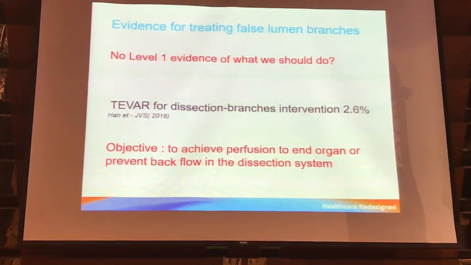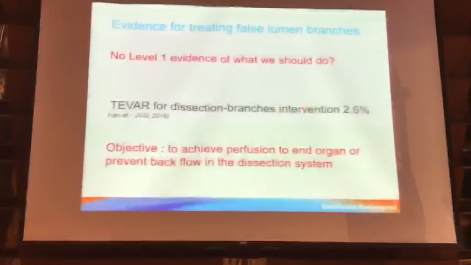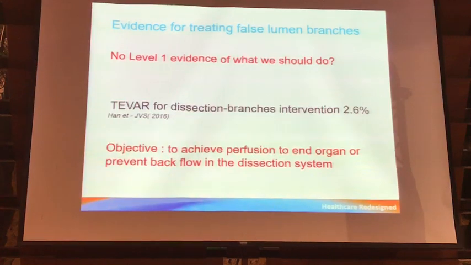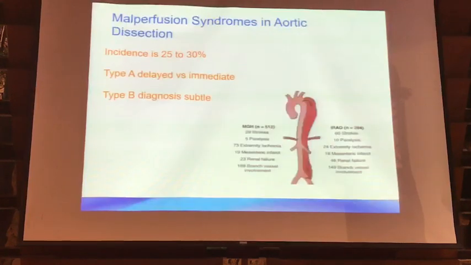A study back in 2016 looked at all the branches after TEVAR over 5 years in the California group. You only need to intervene in less than 2.6% of the visceral branches. So this situation is few and far between. And our objective, of course, is to achieve perfusion in the end organ and to prevent backflow into our dissection when we do our repair.